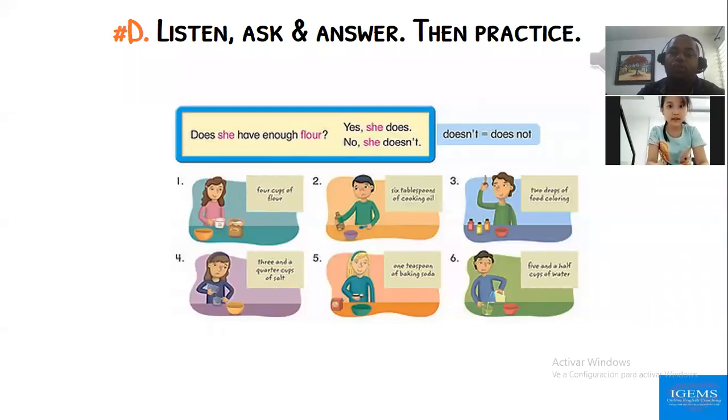Fantastic. So now we are going to do this. Look at this. We are having these questions with the auxiliary word, so we are going to make this question with does. And then I want you to listen to this. So here we are having this question. Can you read it for me? Does she have enough flour? No, she doesn't. And what is the meaning of doesn't? Does not. That is correct.